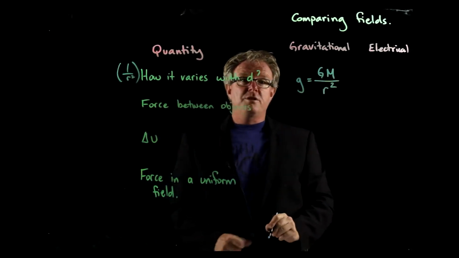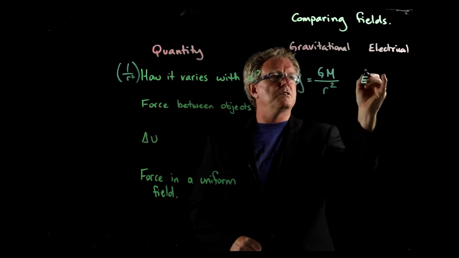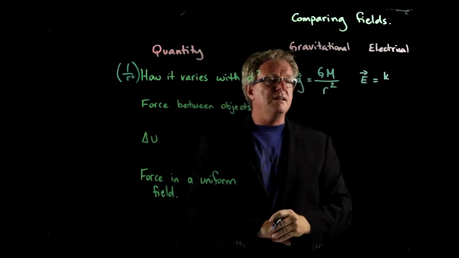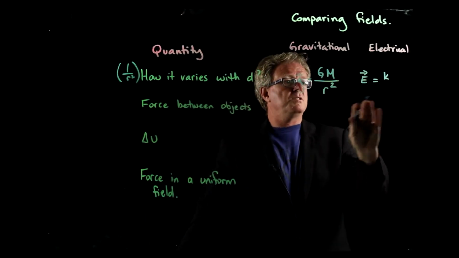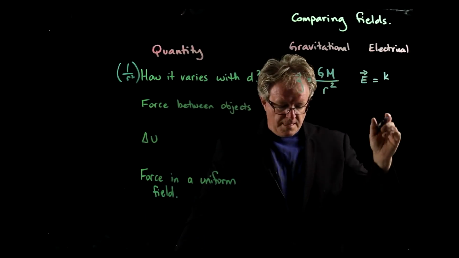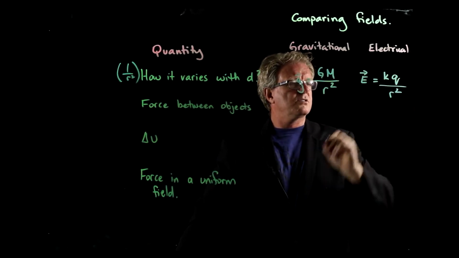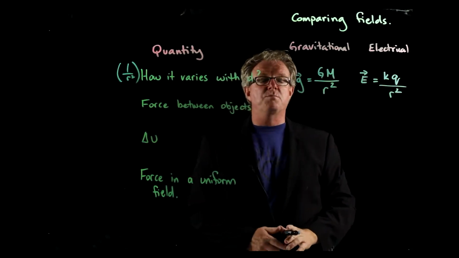Well, so does the electric field strength. So the electric field strength, we could put arrows above those because they're both vectors, varies with k, which is the electrical permeability of free space constant. And then we have Q, the charge that we're talking about, over r squared. So as you can see, we've got equivalent expressions.